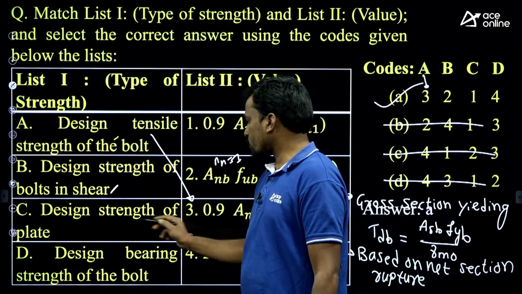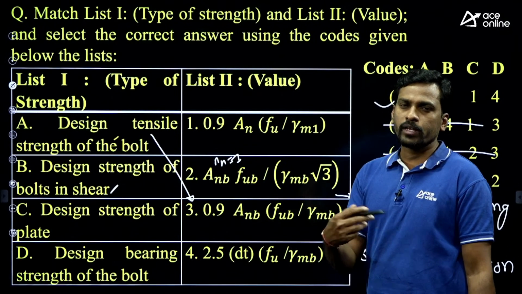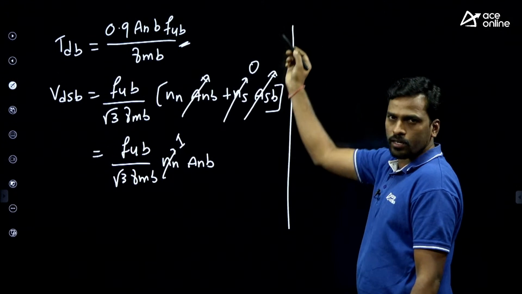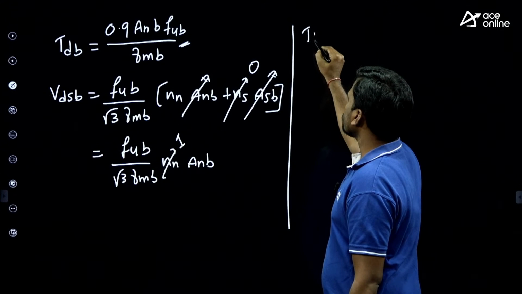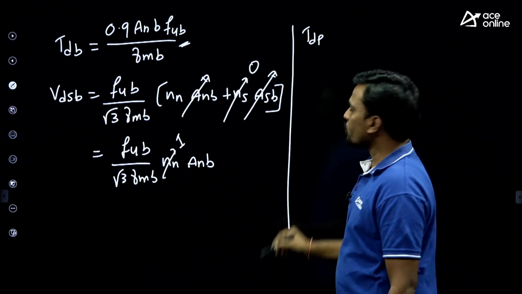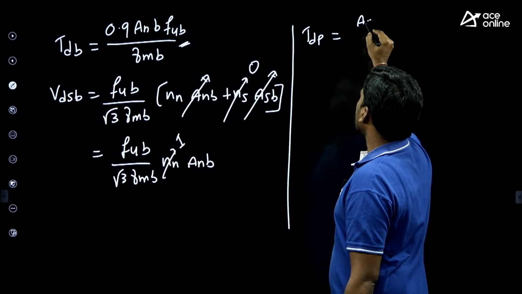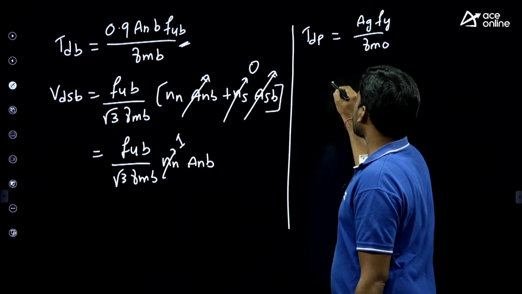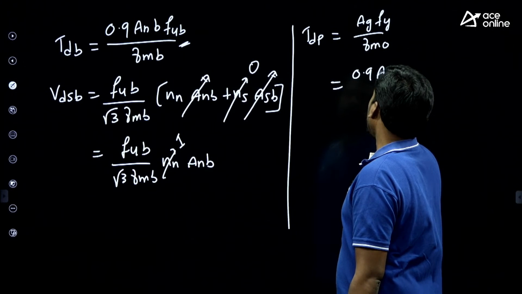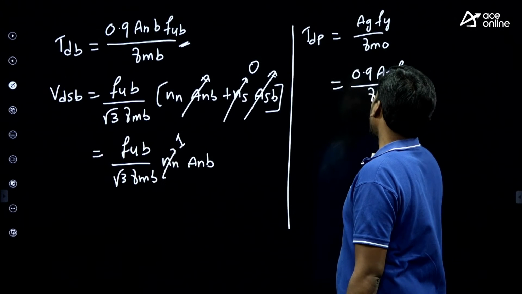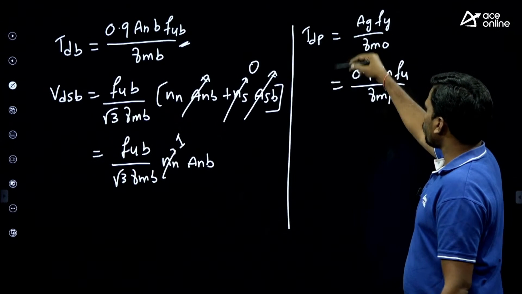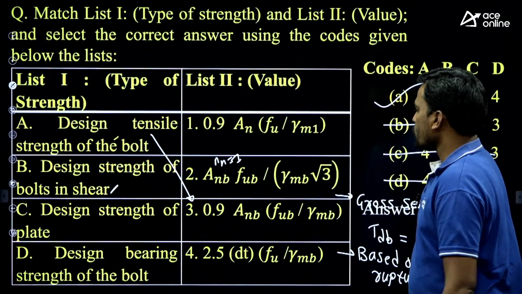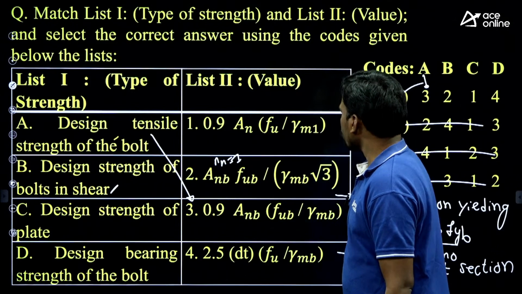Then what is the design strength of plate formula? Again I gave it based on cross section yielding and based on net section rupture, right? So based on cross section yielding, what is the strength of the plate? That is TDP equals AG Fy divided by gamma m0. Based on net section rupture, this is 0.9 An Fu divided by gamma m1. This is the formula to find the strength of the plate based on cross section yielding and net section rupture. Okay, so here 0.9 An Fu. This is the formula, right?